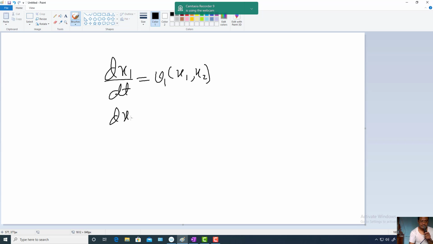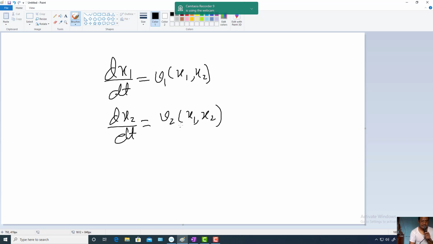And dx2 by dt is equal to v2 of x1, x2. A function of x1, x2 means nonlinear terms such as x1 square, x1 into x2, x2 square, x2 cube, like this. All this can be included here. So if it is linear, then we can find the matrix of coefficients, and according to the nature of the eigenvalues we can classify the fixed point. That is what we have studied so far.